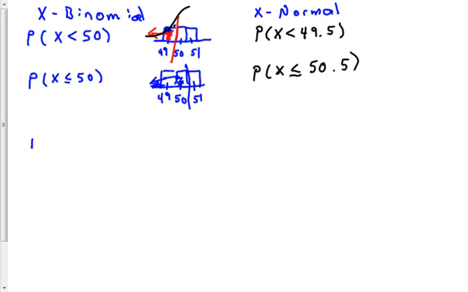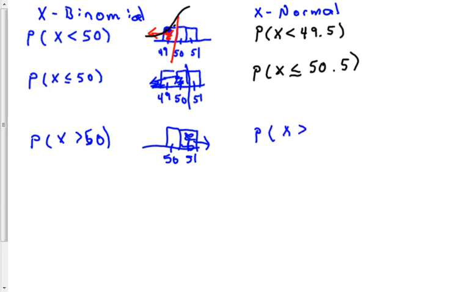We could do greater than 50. There's the 50. Greater is 51 and above, halfway between the 50 and the 51.